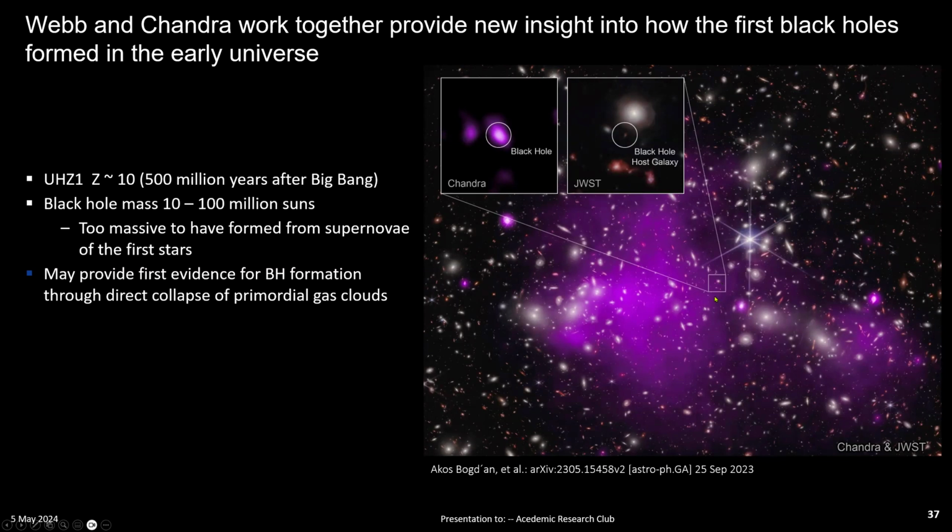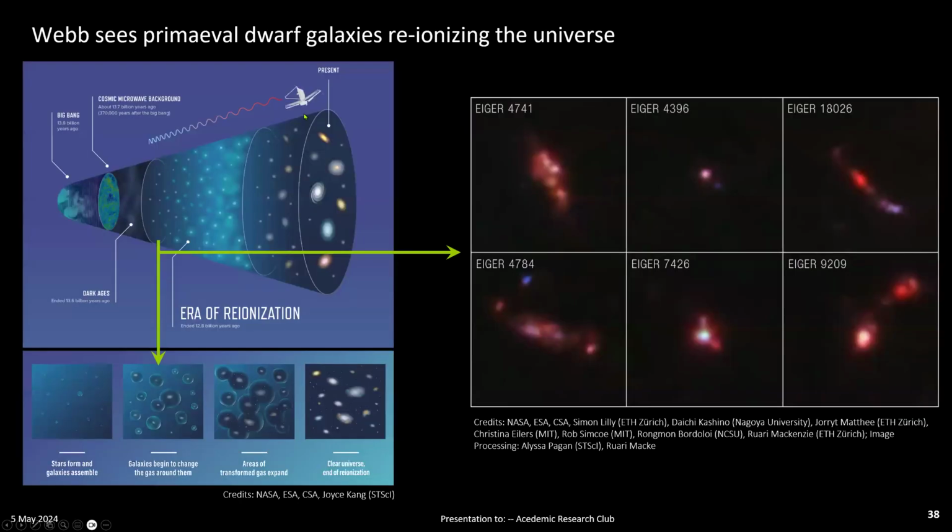But this is an example where the Webb telescope has worked with an X-ray telescope called Chandra to prove that this object is in fact a black hole.